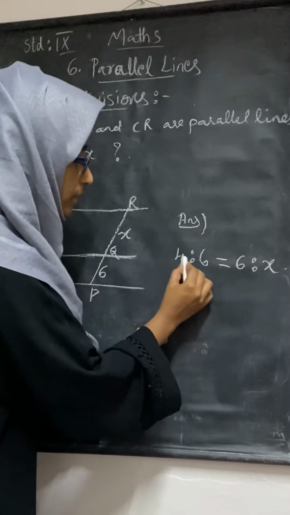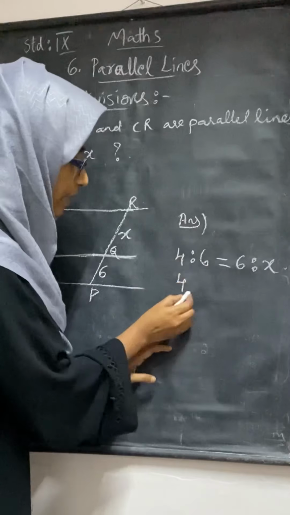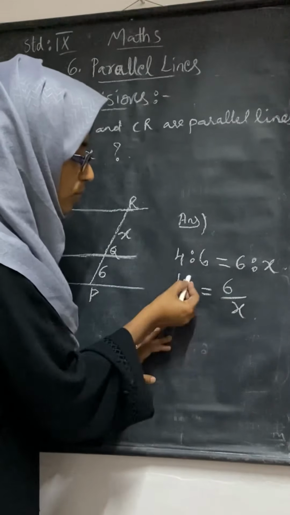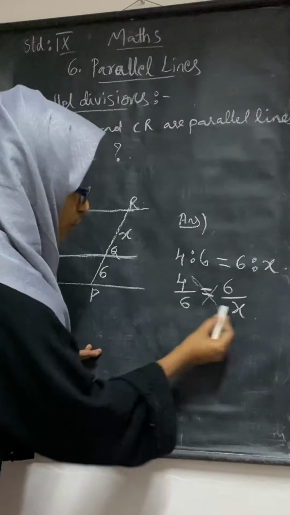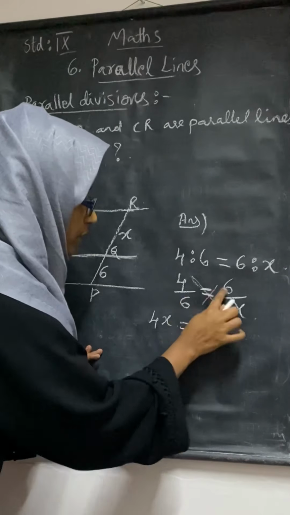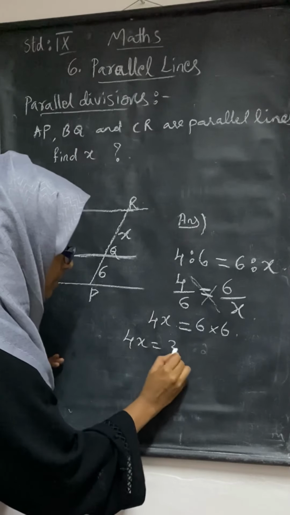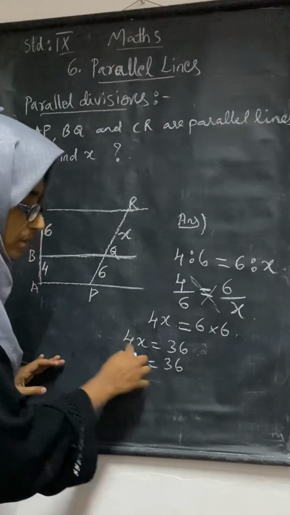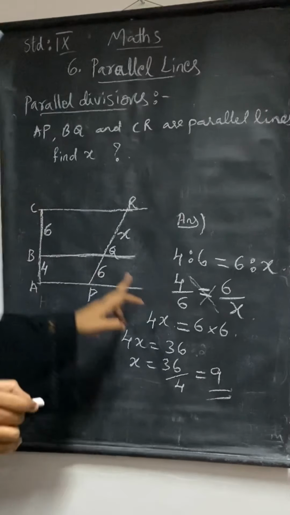Now what happens here? This ratio can be written in a division way. So 4 divided by 6 is equal to 6 by x. Now you have to do cross multiplication. 4 into x is 4x, equal to 6 into 6. So 4x is equal to 36. So x I need, x is equal to 36 by 4, into becomes divide, it will be 9. So what is your x here? The x will be 9.